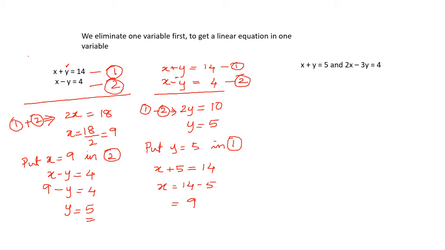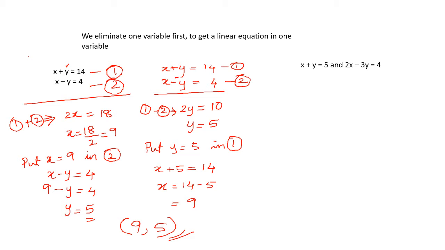Now let us see the similar way. So this is how we solve elimination. Now we have got, in both the cases, once we get the answer, we should write it as x comma y. We got it as 9 comma 5. So the answer is 9 comma 5.